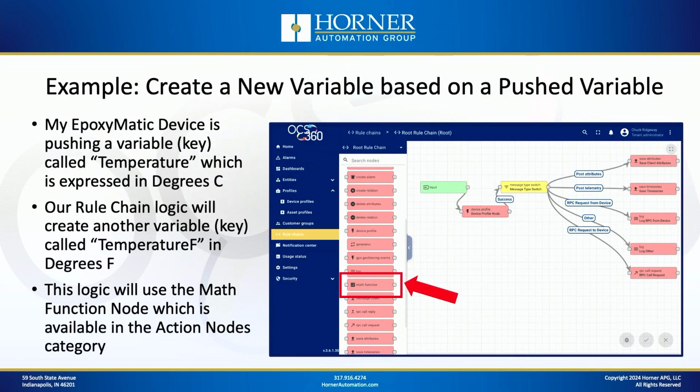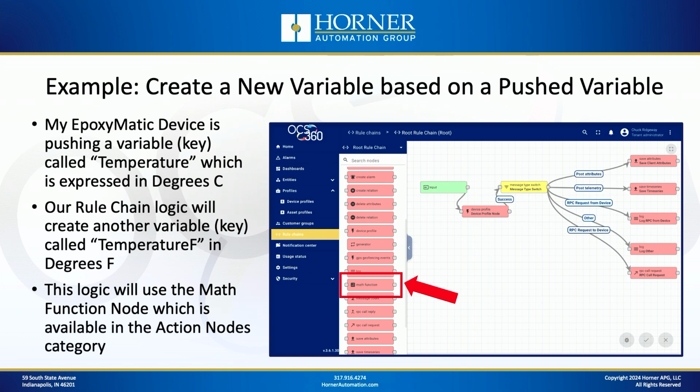So for today's example, we're going to effectively create a new variable based on another variable that's being pushed to OCS 360. That's what we're going to do today as our example of using a rule chain. So what's happening here is that my example device, which I've used for this entire series, is an OCS that is pushing data to the cloud. It's a prime unit, and I've named it in OCS 360 as the Epoxymatic. That device has been pushing data to the cloud for weeks now.